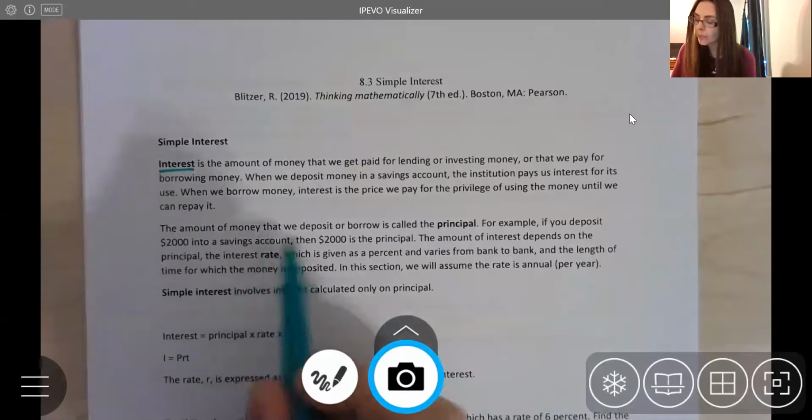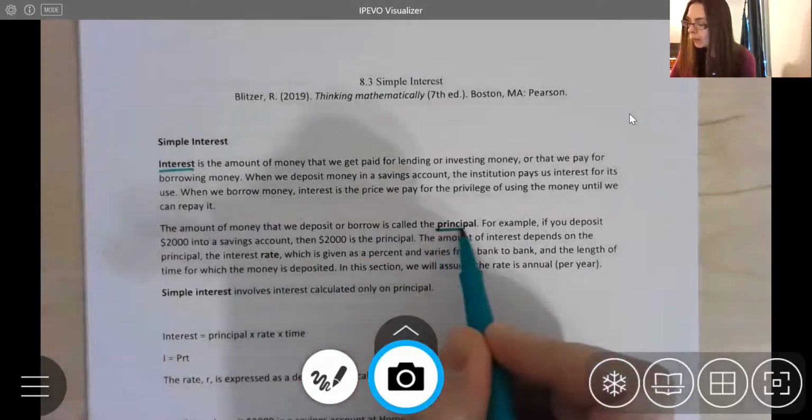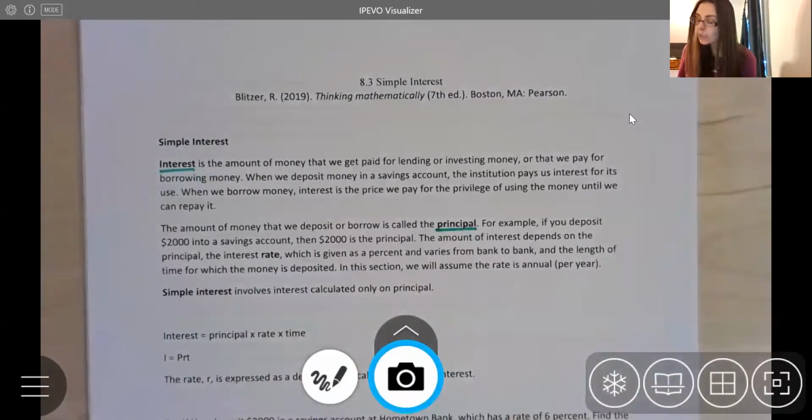The amount of money that we deposit or borrow is called the principal. So for example, if you deposit $2,000 into a savings account, then $2,000 is the principal. Or let's say you take out a loan for $10,000, then the $10,000 is the principal.